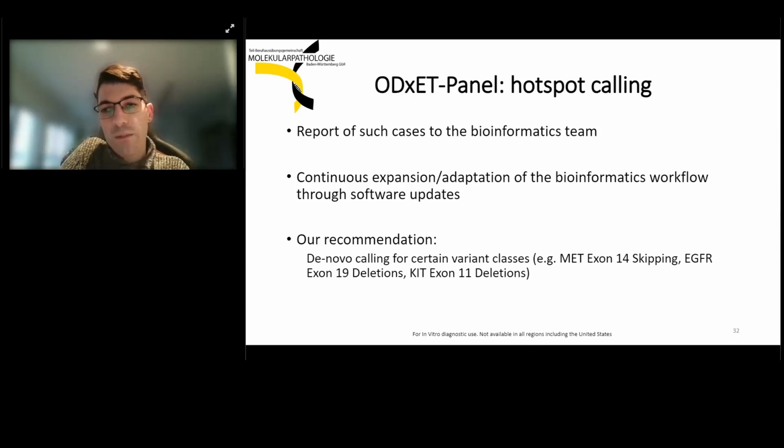In my opinion, it would make sense to even allow de novo calling for certain groups of variants, for example, MET exon 14 skipping, EGFR exon 19 deletions, KIT exon 11 deletions as well, to prevent some loss of information.